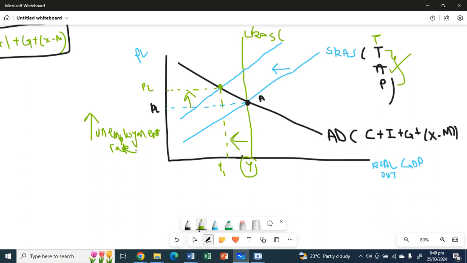So in this case, the price level has gone up. The unemployment rate has also gone up because firms have laid off workers and they've cut down on production. And when they cut down on production, it means our GDP is going to reduce. So that is for scenario one.